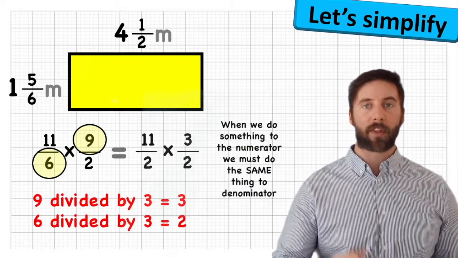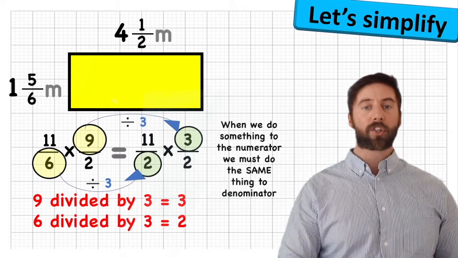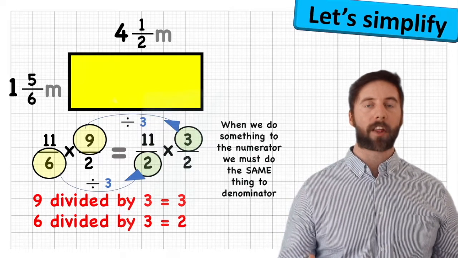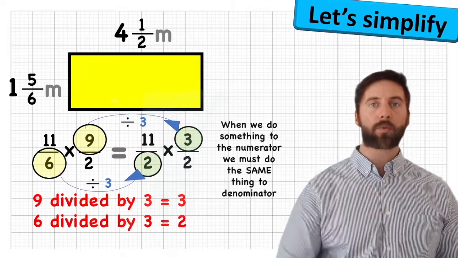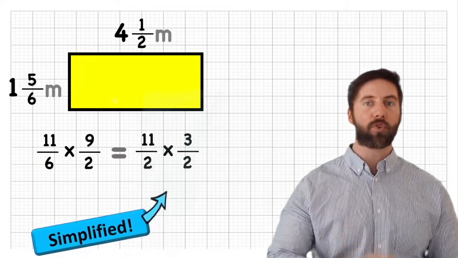So I can change that on that top row to a 3. But whatever I do to the top row, I must do it to the bottom row. So 6 divided by 3 is 2. Now sometimes you won't be able to simplify the question, but if you can, it's always worth doing because it makes our numbers a lot smaller and a lot more manageable to see and to use, okay?